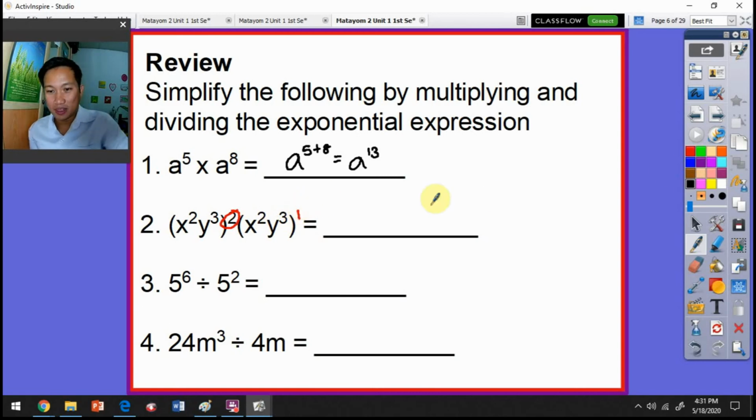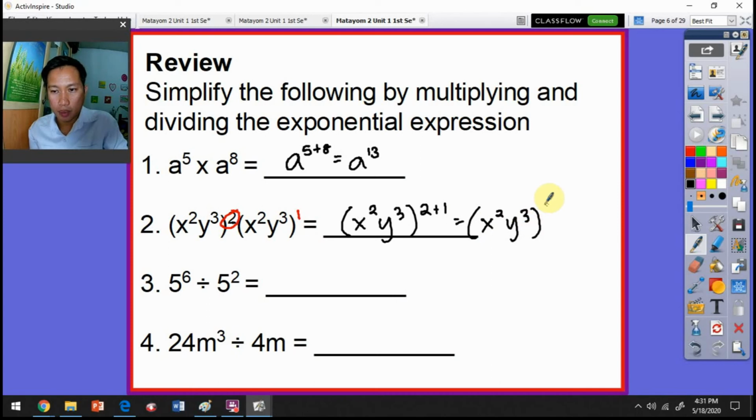Don't be scared of numbers. You have what it takes to make it possible. Now you have here the exponent as 2, and your exponent here is 1, so 2 plus 1, which is equal to x squared y cubed to the power of 3. Now maybe you think, Teacher David, can we simplify this further? Yes, but not in this lesson. In the following lesson you can expand this further.